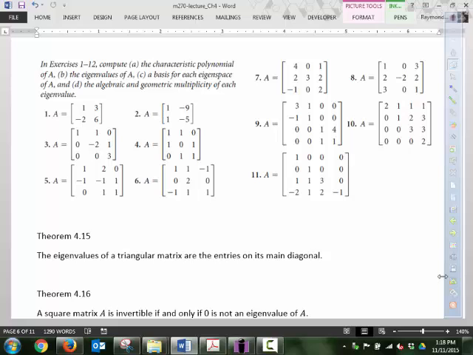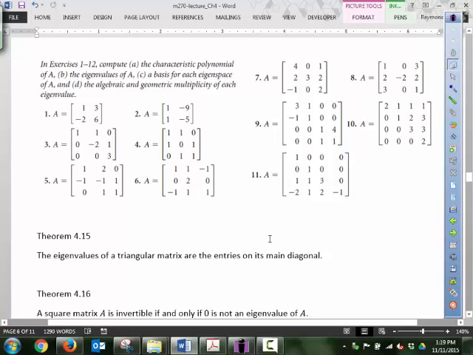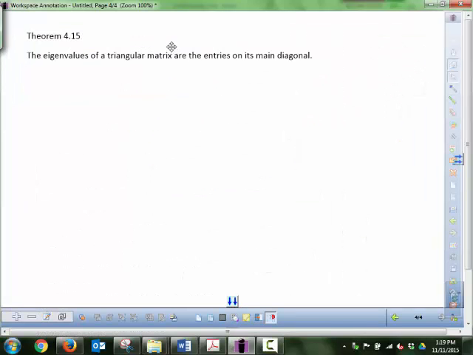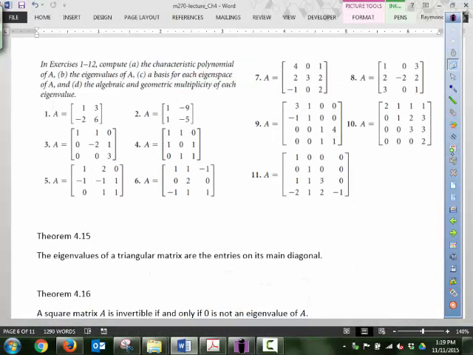We can do number 10. We have a theorem that talks about a triangular matrix, so it's a diagonal. Let's get this theorem set up. So it turns out that eigenvalues of a triangular matrix are simply the entries in the diagonal. And so let's see how that applies.